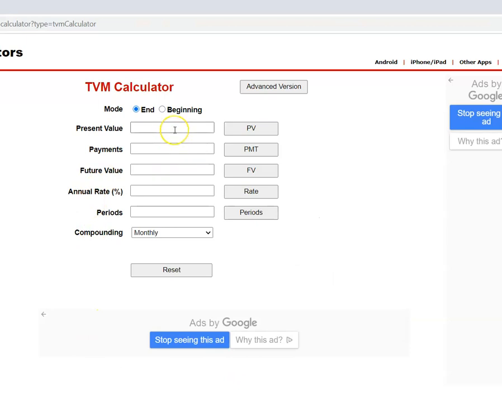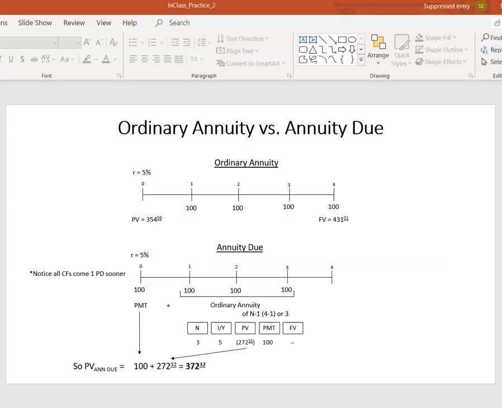So for a 4-year annuity due, we want to calculate a 3-year ordinary annuity. The discount rate is 5%. The payment is $100 in each year at the end of each year, and we do annual calculation. So the present value of this 3-year ordinary annuity will be $272.32. Now let's add back the $100 as immediate cash flow payment. Together, they will be $372.32. So this will be the present value of this annuity due.